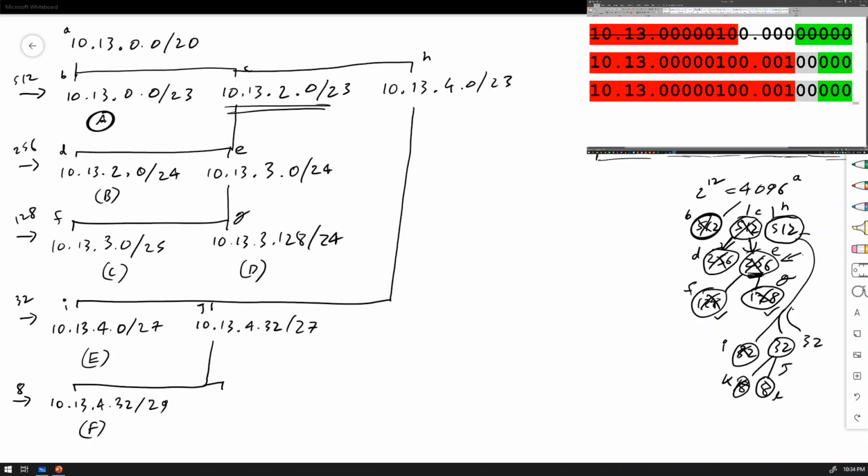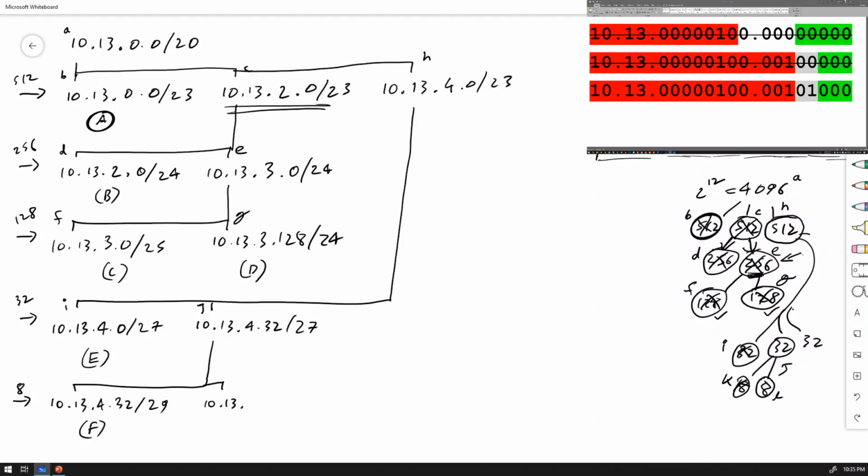So this would be used up, and this is our IP now, so I have to change this one. So the combination suggests this is 10.13.4.40 slash 29, but our next client wants only 4 IP addresses, so I have to break this down to 4, and so this is M.